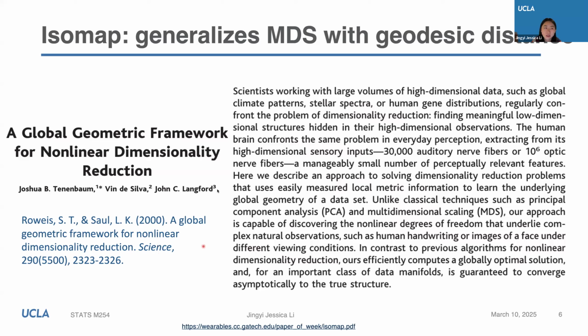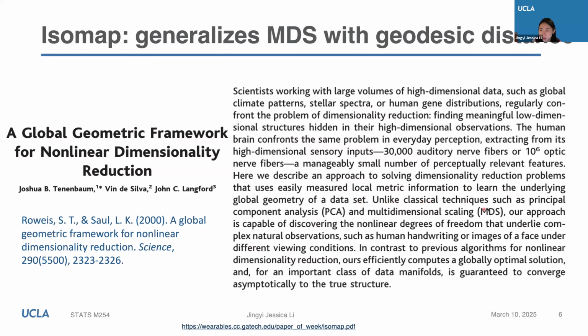Okay, so let's just read this abstract together. Scientists working with large volumes of high-dimensional data, such as global climate patterns, stellar spectra, or human gene distributions, regularly confront the problem of dimensionality reduction, finding meaningful low-dimensional structure hidden in their high-dimensional observations. The human brain confronts the same problem in everyday perception, extracting from its high-dimensional sensory inputs, 30,000 auditory nerve fibers or 10 to the 6 optic nerve fibers, a manageable small number of perceptually relevant features. Here we describe an approach to solving dimensionality reduction problems that uses easily measured local metric information to learn the underlying global geometry of a dataset.